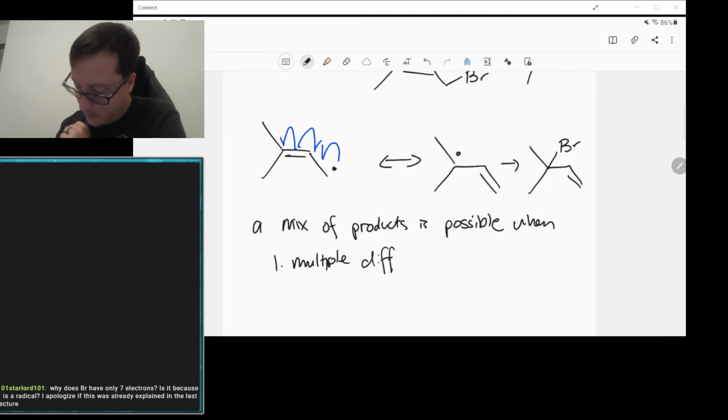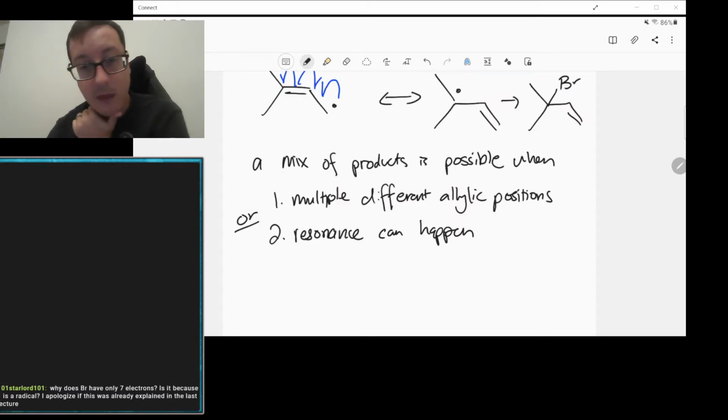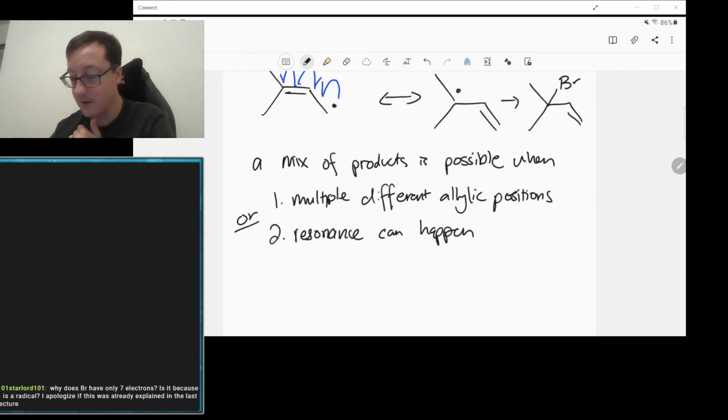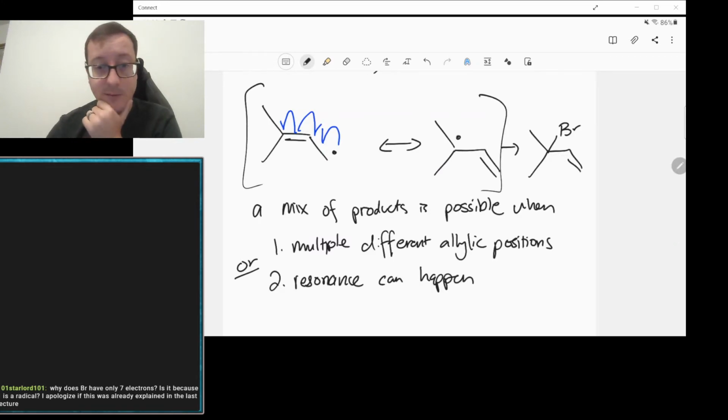Multiple different allylic spots. And, or if we can resonate it. So we resonated with a resonance arrow in between. These are resonance forms of the same structure.